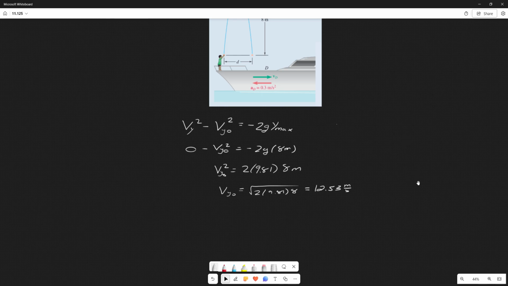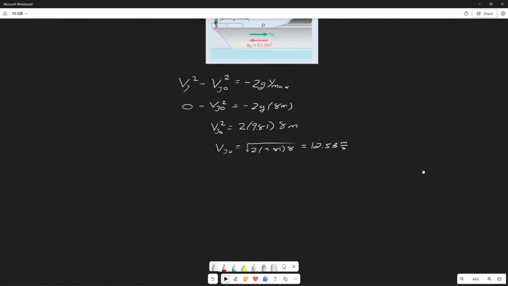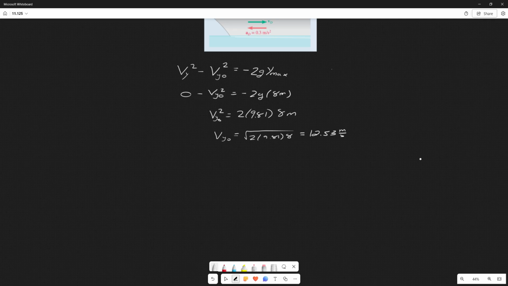Now that's not what the question was actually asking, so we're working our way towards what we want to get at, which is the distance d the boy has to walk to catch the ball. Our next step is to figure out the amount of time that the ball spends in the air. So in order to do that, we're going to use our kinematic equation that the distance traveled, y, equals v0y t minus 1/2 g t squared.